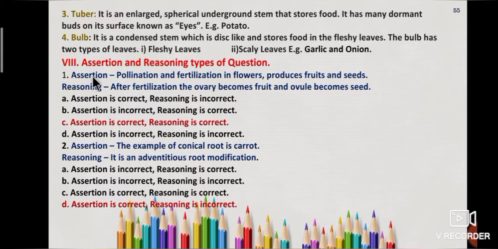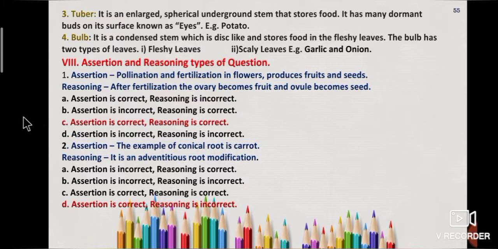Eighth one, assertion and reasoning type of question. First one, assertion. Pollination and fertilization in flowers produces fruits and seeds. Reasoning. After fertilization, the ovary becomes fruit and ovule becomes seed. Option A, assertion is correct, reasoning is incorrect. Option B, assertion is incorrect, reasoning is correct. Option C, assertion is correct, reasoning is correct. Option D, assertion is incorrect, reasoning is incorrect.